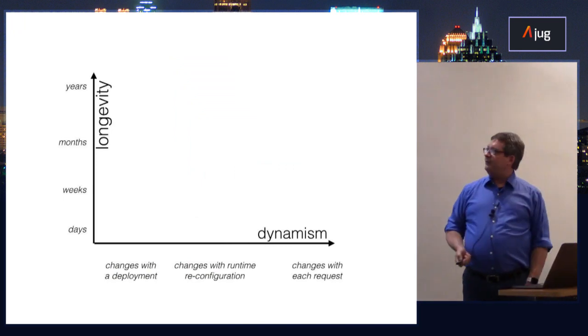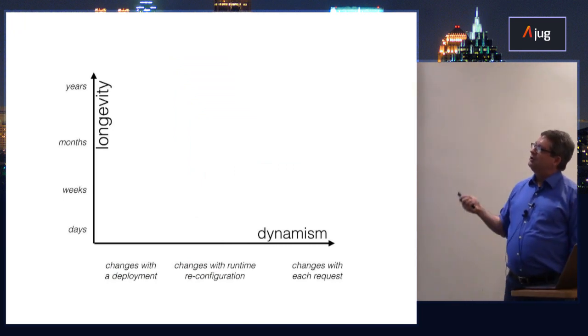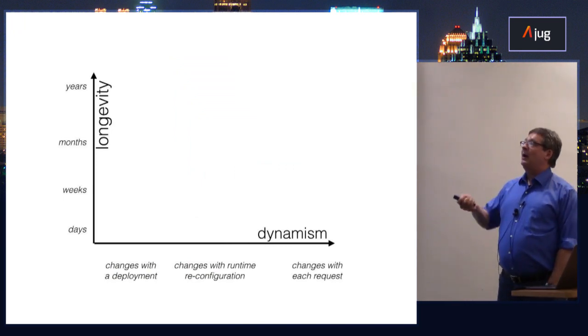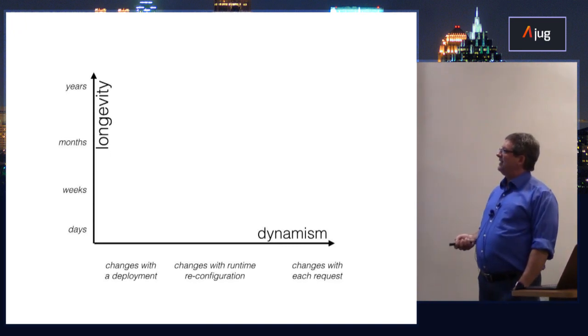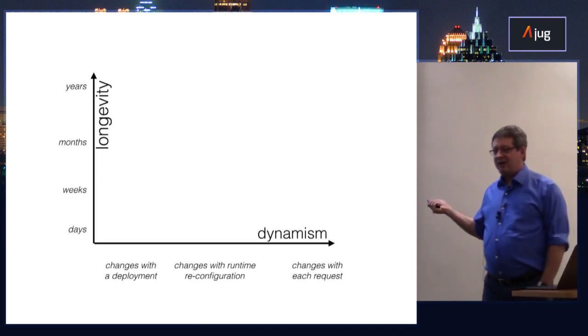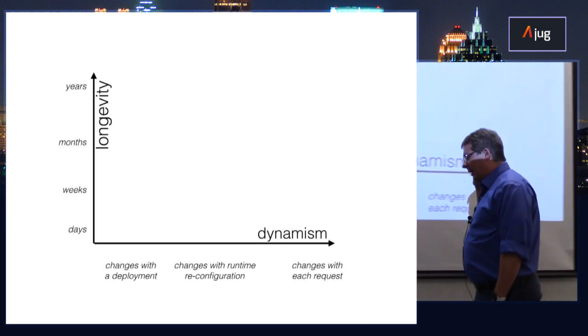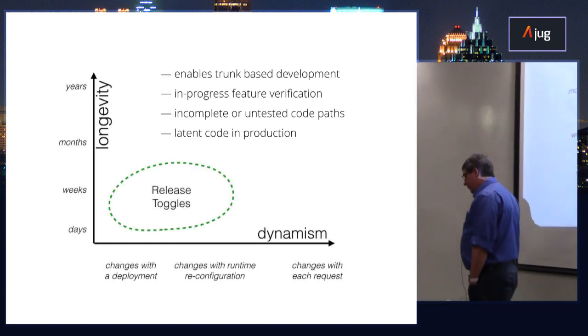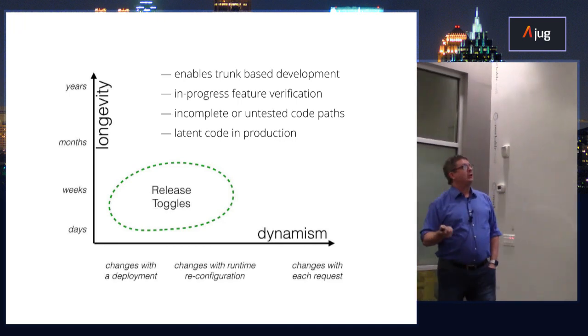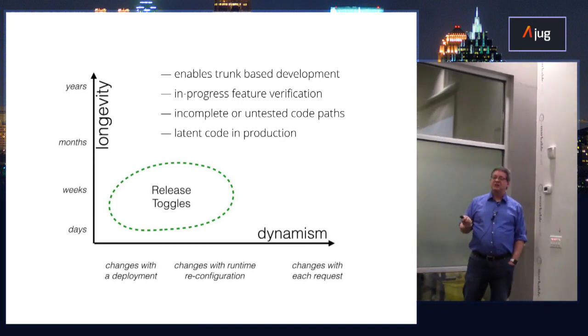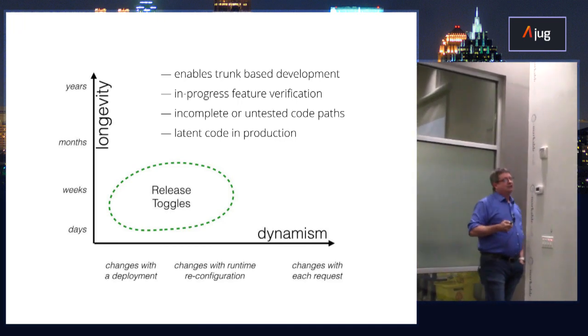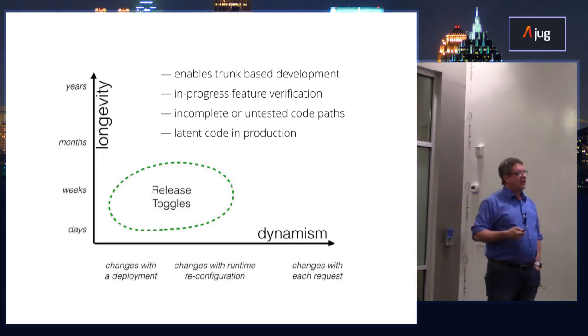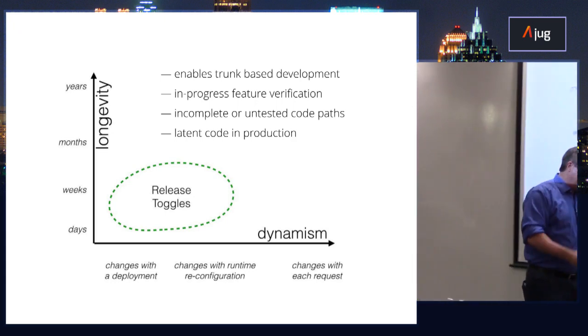So let's talk about 4 different kinds of feature toggles here, and these are differentiated by how long they live in your code base and how dynamic they are. In other words, how much do they look at the context of the request to decide who gets what. And I'll talk about 4 different kinds here. The first of these I'll talk about are release toggles. These typically last either days or weeks, and they change with a deployment. They don't have to be particularly dynamic.